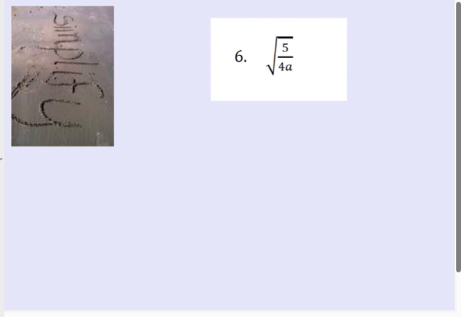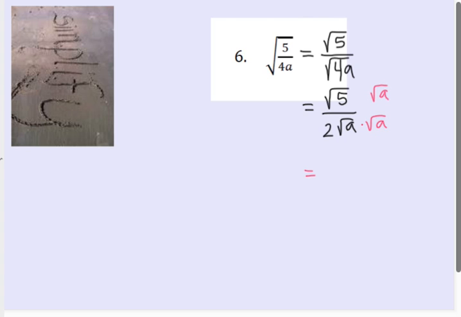All right, we got another one. Breaking it apart, numerator and denominator. Okay, well, I would say square root of 5. No perfect squares in that. Square root of 4, though, is 2. Just have the square root of a. So in order to get this one, I would have to multiply both by the square root of a.